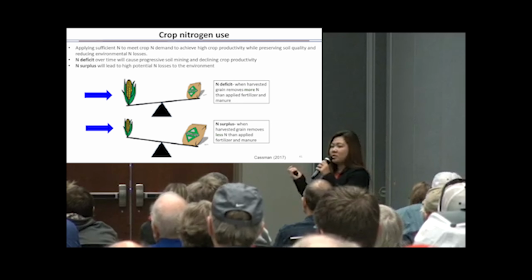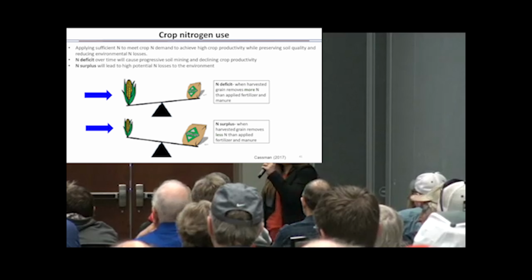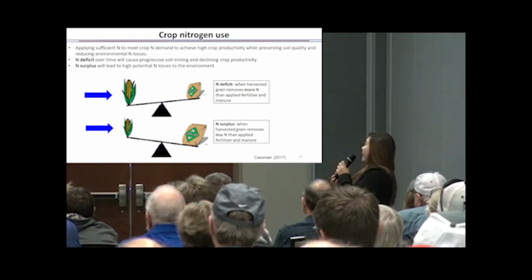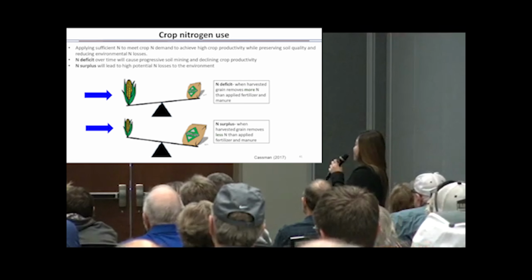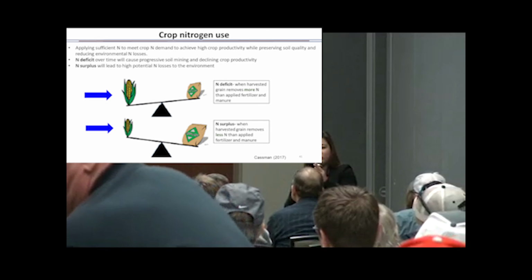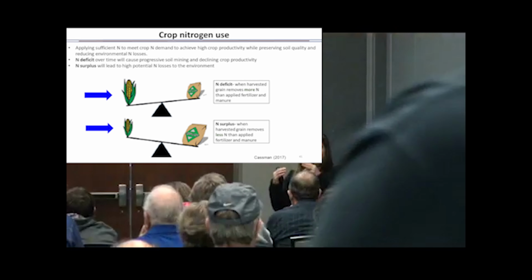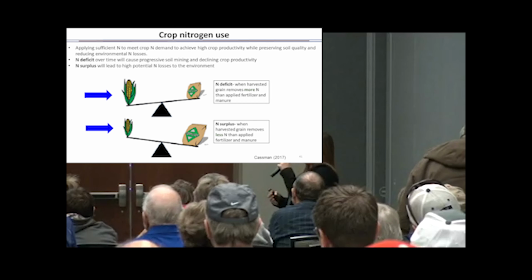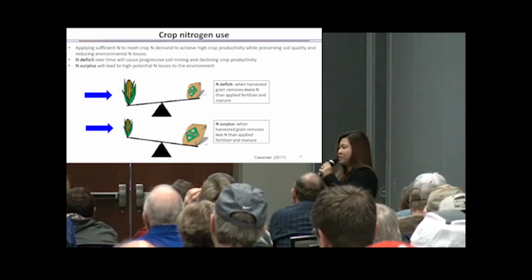So if this case persists over time, there will be progressive soil mining, which eventually will lead to a decline in crop productivity. While this nitrogen surplus happens when the grain removes less than the nitrogen inputs applied by the producer. And this case could lead to high potential nitrogen losses, which we know is detrimental to the environment. So it is very important for producers to achieve synchrony between the nitrogen inputs that they're applying and the crop nitrogen requirements, for them to have high crop productivity and at the same time reduce their potential nitrogen losses.